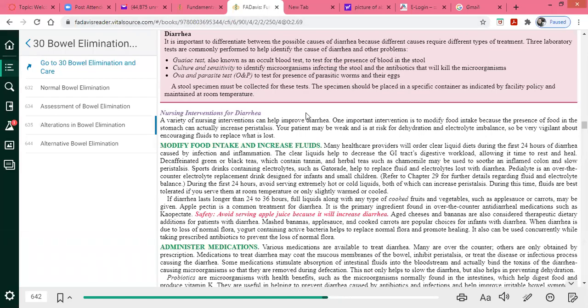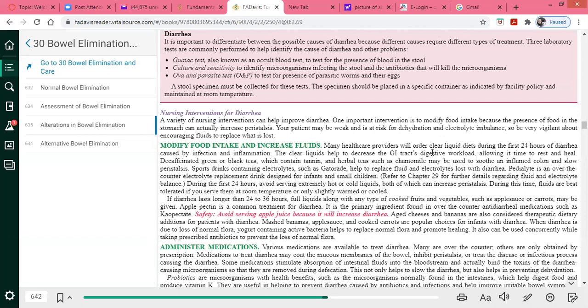It talks about an individual with diarrhea. They need to increase fluids. The physician may order a clear liquid diet for the individual, and a clear liquid diet is more so fluids, clear fluids. When you think about tea, apple juice, cola, that type of thing, clear fluids.